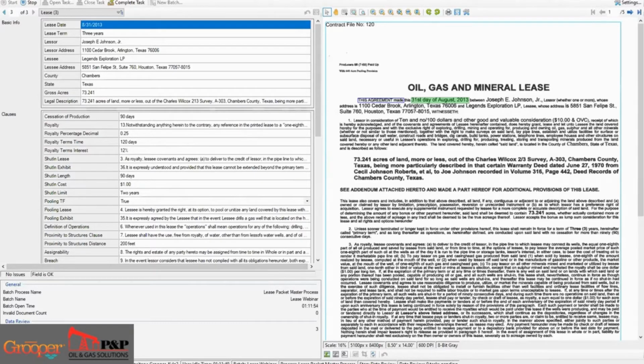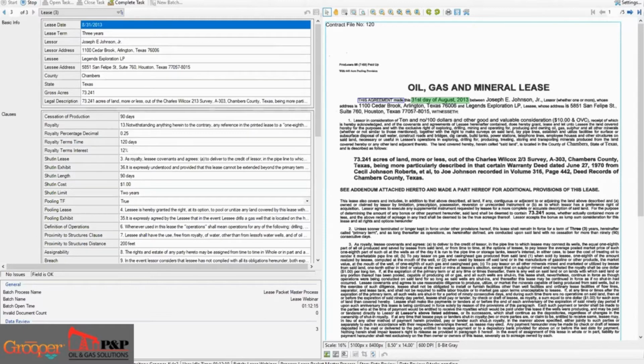And I say she because the lease analyst I use happened to be a female. But we went through the lease. We said this is what's important, and I want to show how Grooper captured that. So we have some basic information here, the lease date. Now it's in the lease as the 31st day of August 2013.